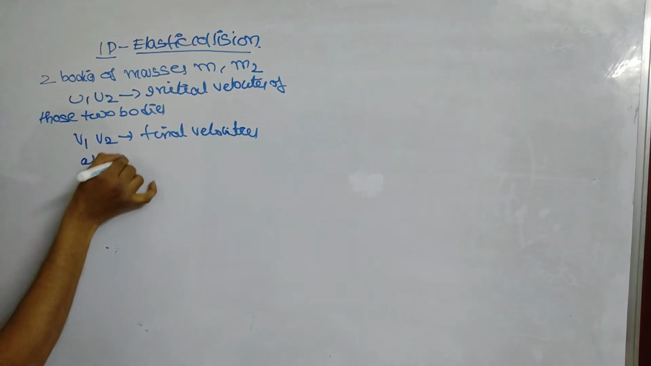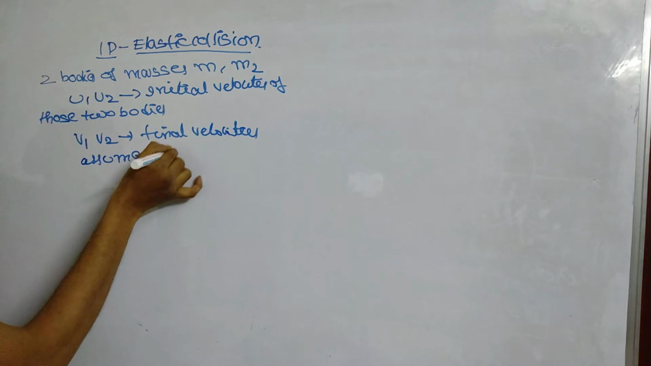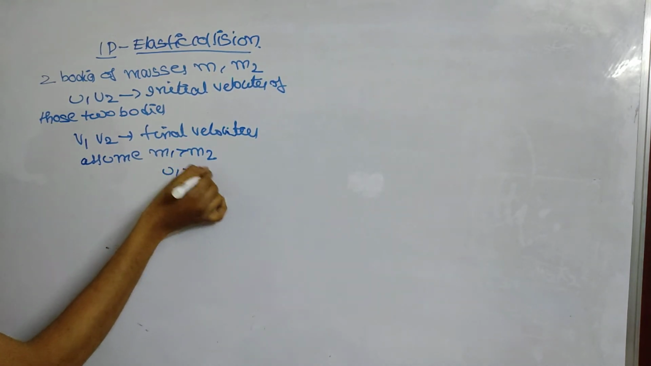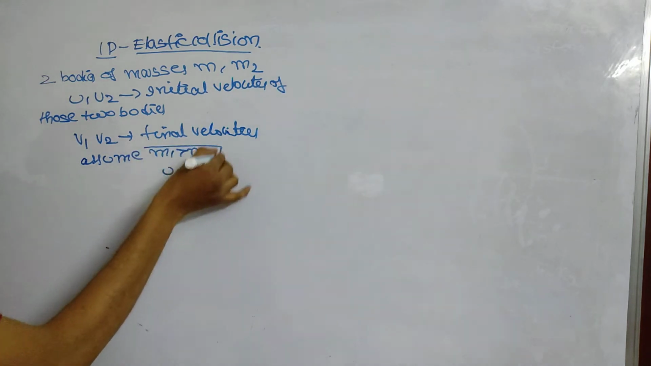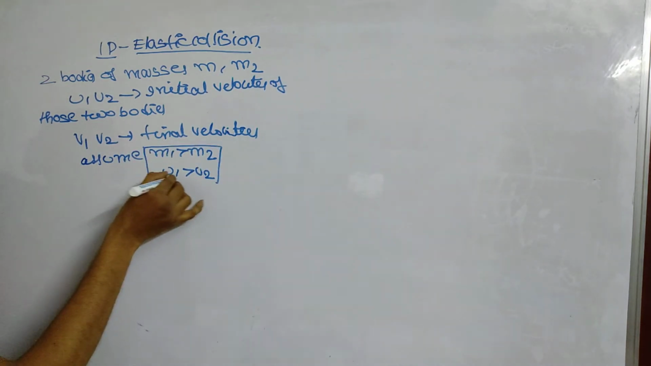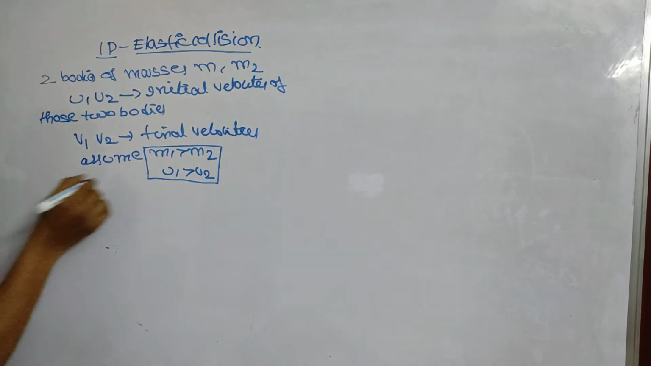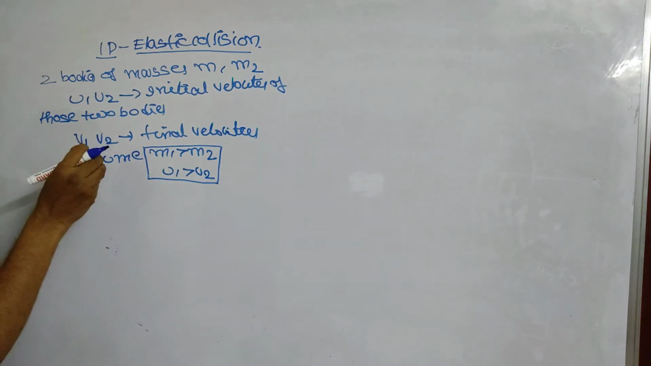Here we are assuming one condition, m1 greater than m2 and u1 greater than u2. At this condition, we observe the one-dimensional elastic collision final velocities v1 and v2. Now here two principles should be obeyed.